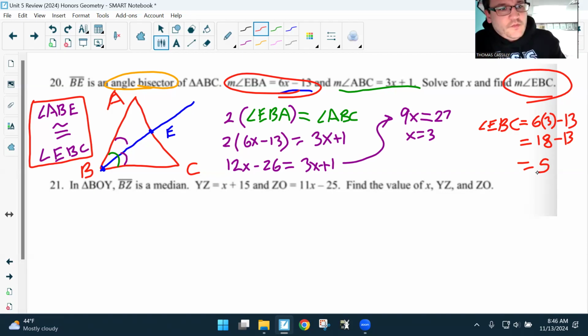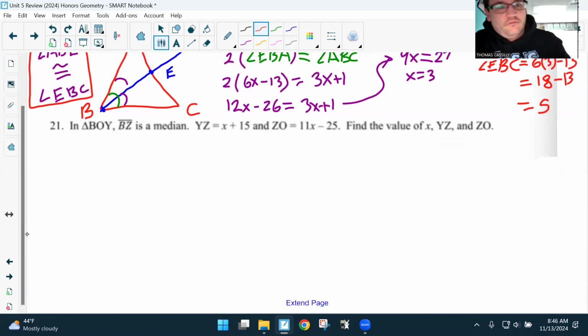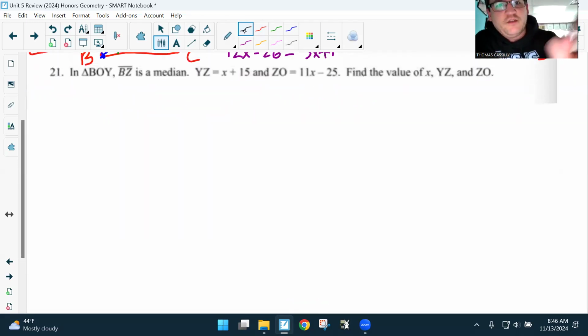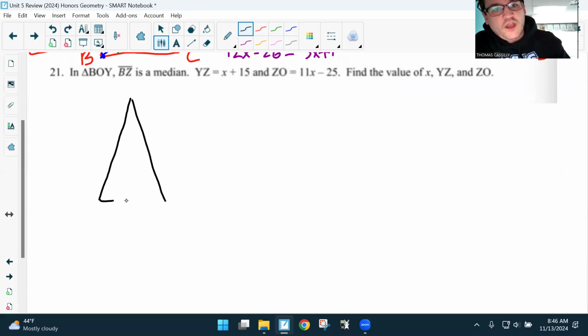All right, on to the next one. In triangle BOY, BZ is a median. So here, I'm going to draw a triangle BOY. I don't know what kind of triangle this is. Maybe it's equilateral, maybe it's isosceles. I don't really care. I just need some kind of picture to help me out. So here is BOY, and they're saying BZ is a median.